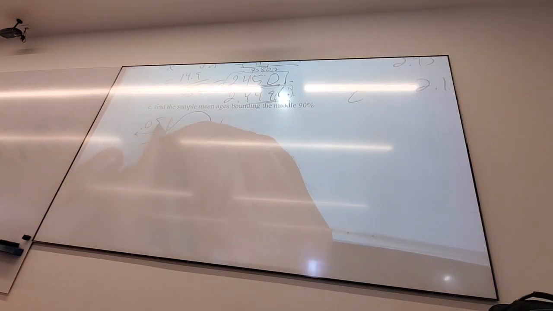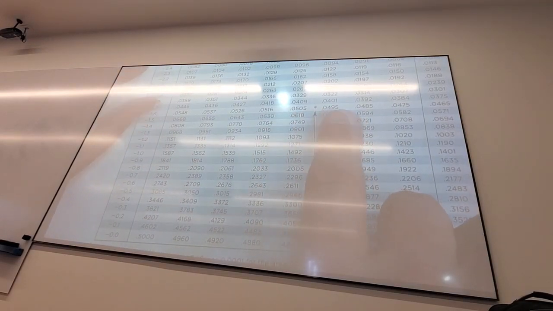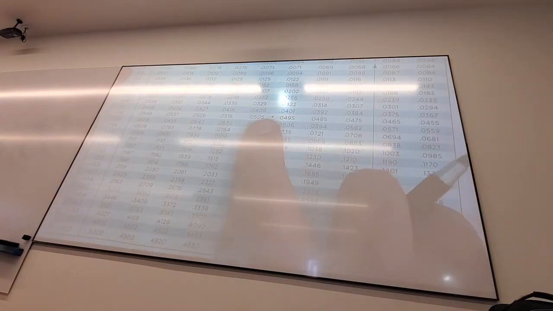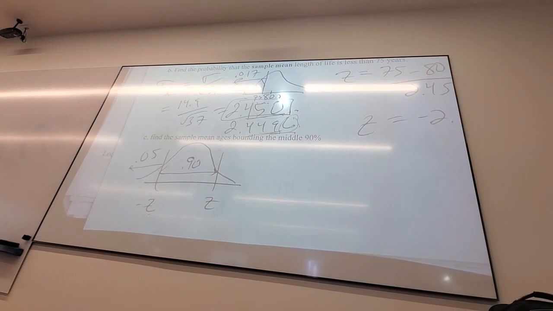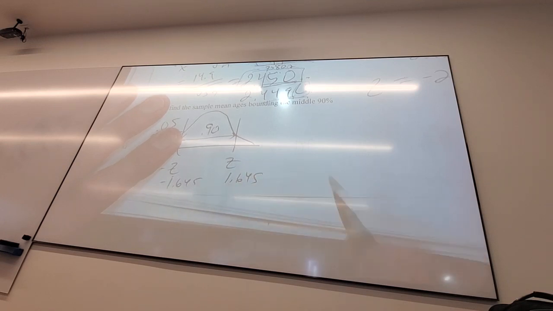So look up 0.05. I'll tell you now, it should be a little asterisk. Anybody find that it's a little asterisk? So if we look up 0.05, I get here, right? It's right in the middle of 1.64 and 1.65, because both of these are equally spaced, so it's -1.645. So this is -1.645, and this one is 1.645.